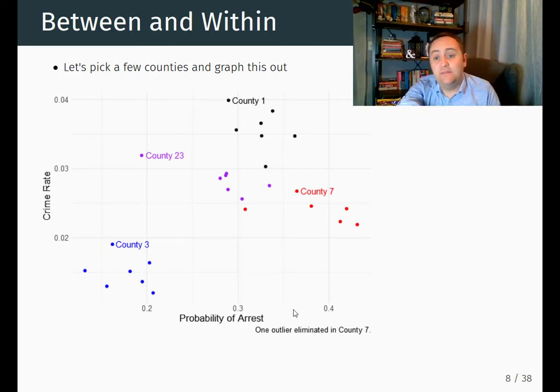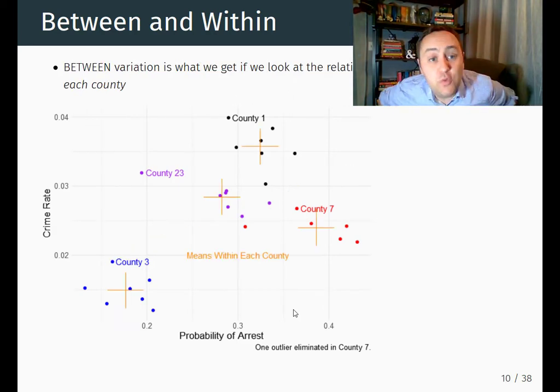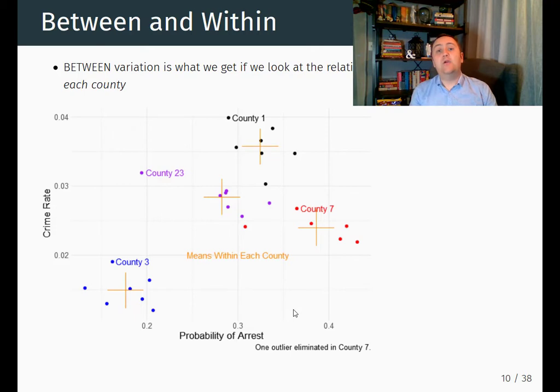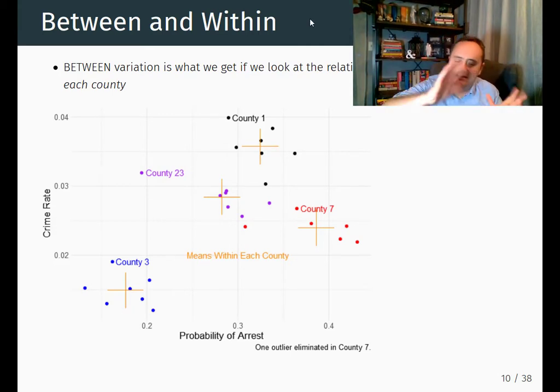We can break this into the between and within variation. Now, if we're looking at the between variation, what we're really doing is comparing the means of each of these counties. So I've got the crime rate over here. I've got the mean crime rate for County 23, the mean crime rate for County 1, the mean crime rate for County 7, the mean crime rate for County 3. And I've got the probability of arrest down here. I've got the mean probability of arrest for County 3, the mean probability of arrest for County 23, and so on and so forth.